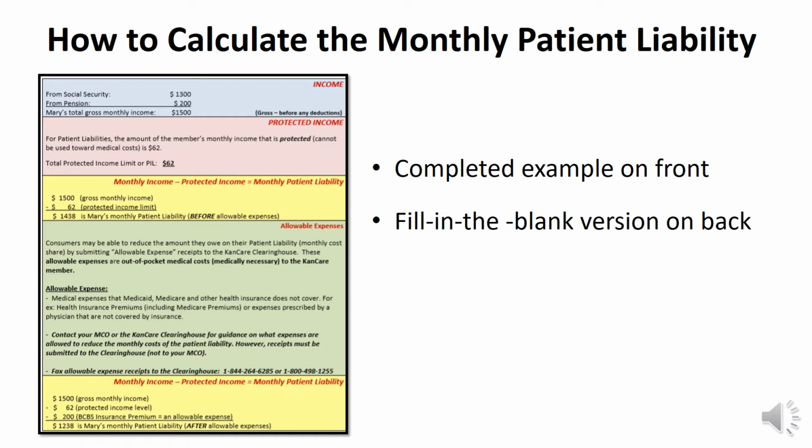Again, that's what she'll pay to the nursing facility every month to receive that care and those services. And remember, if the nursing facility costs are over $5,000 a month, she's still only responsible for that $1,238. The state would pay the rest of those covered services.